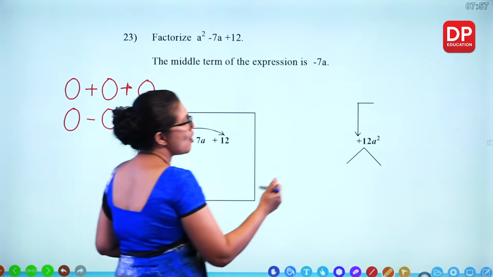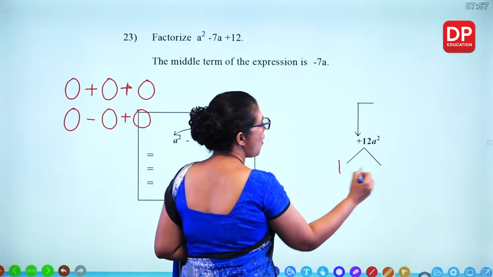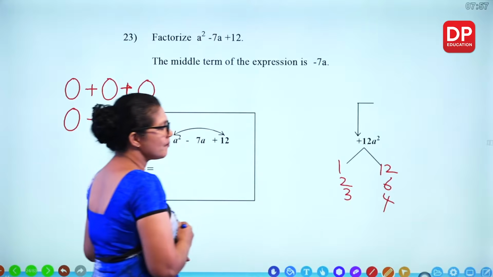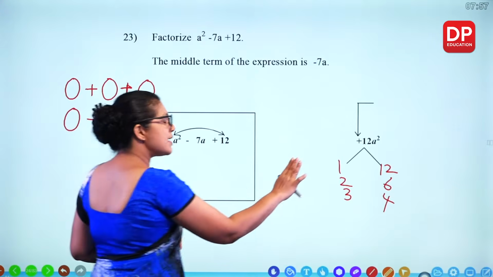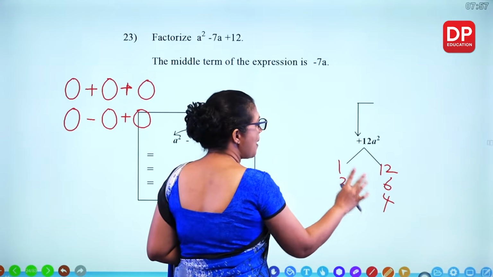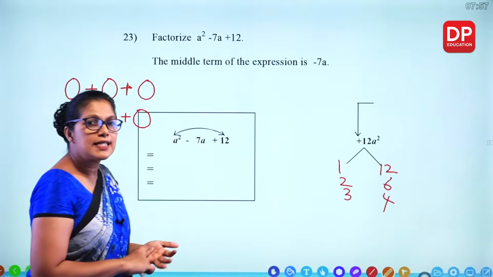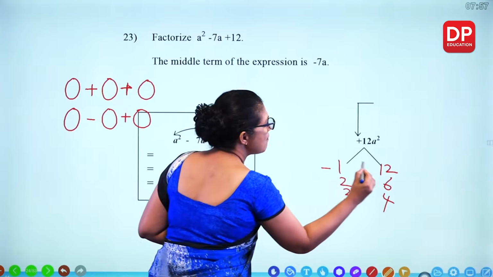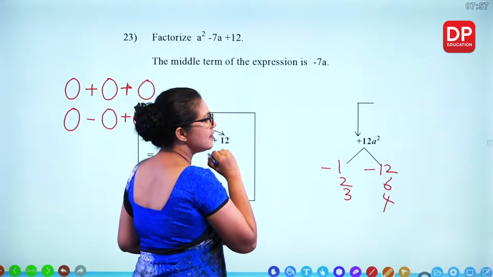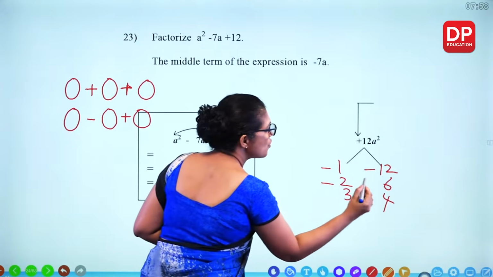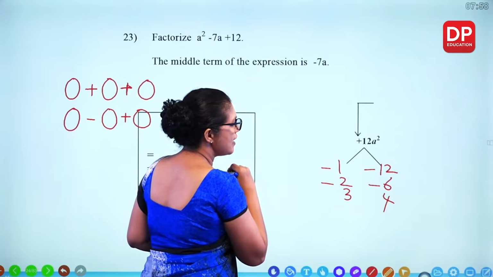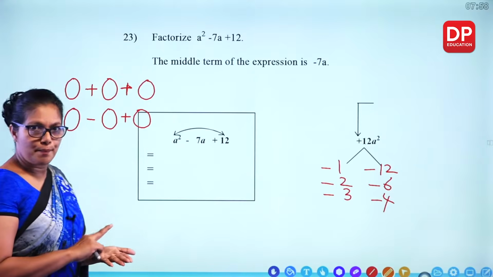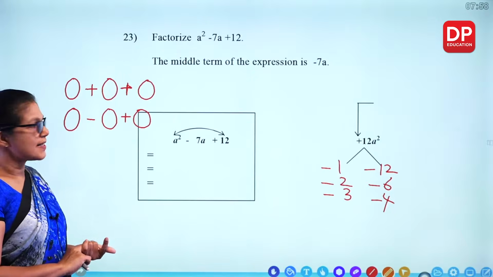First, we'll write down factors. Factors of 12: 1 and 12, 2 and 6, 3 and 4. But you can take plus into plus as well. But we know that negative times negative is positive. So if we put negative 1 into negative 12, you get positive 12. Negative 2 into negative 6, again positive 12. So either you can take both pluses or both minuses.